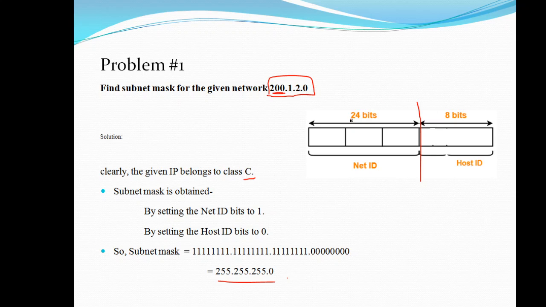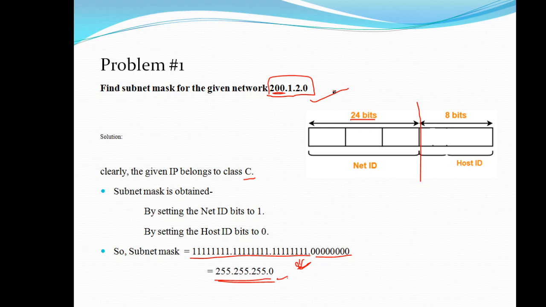The first three octets are nothing but 24 bits. So set all the network ID part 24 bits to 1 and the host ID part to 0. This is the binary equivalent of the subnet mask. Then you can convert this binary equivalent into decimal notation. This is the decimal notation, and it represents the subnet mask for this network ID.